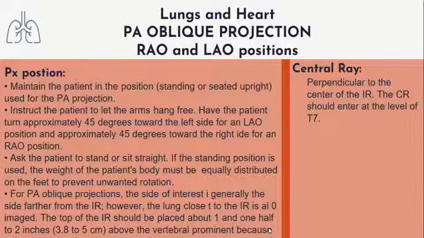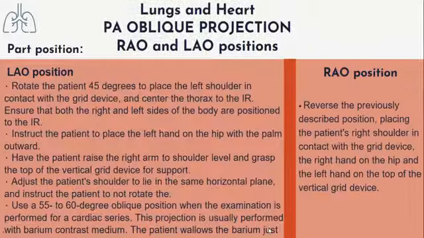The top of the IR should be placed about 1 and 1/2 to 2 inches above the vertebral prominens because the top of the shoulders may not be on the same plane. So we have here the central ray. We need to place the central ray perpendicular to the center of the IR, and the central ray should enter at the level of T7.